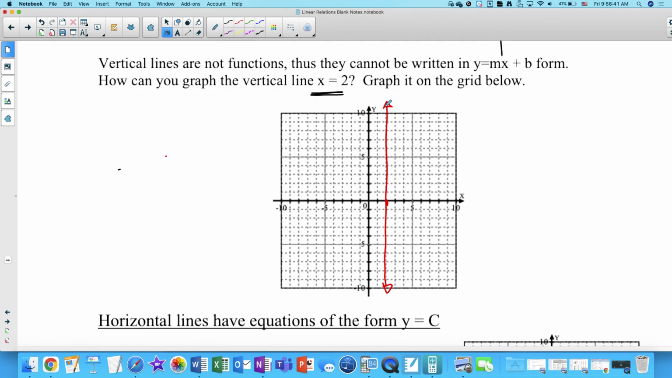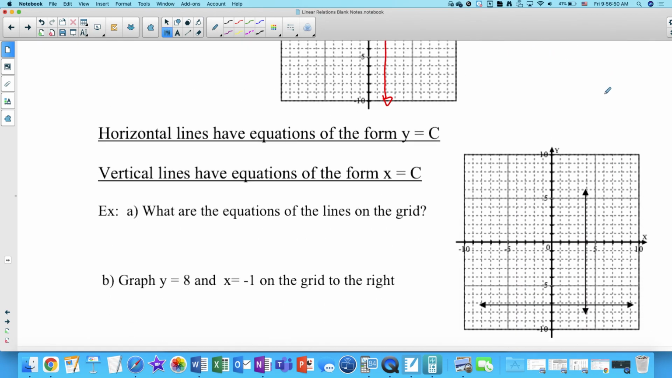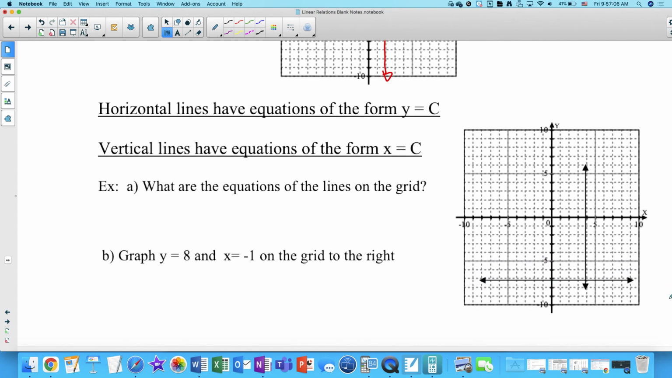Okay, so here I have this summarized. Horizontal lines have the equation y equals some constant. Vertical lines have the form x equals some constant. So let's say I had this line over here. What would the equation of this horizontal line be? This line over here. What's the equation of that line? Yeah. Exactly. This is y equals -7. And what about this line? What's the equation of that line? Yep. x equals 4, exactly.